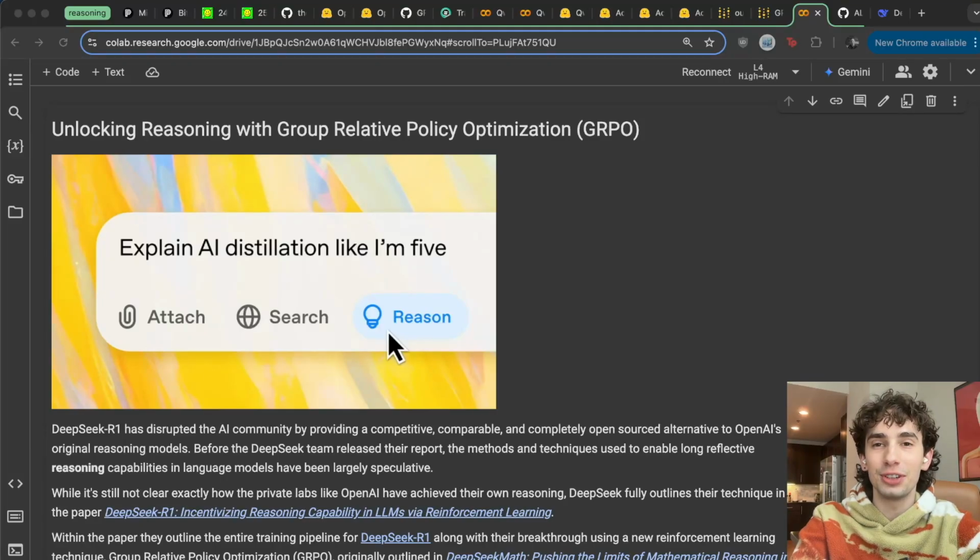Hello everybody, Adam Lusick here, and today we're going to be talking about the special reinforcement learning algorithm that the DeepSeek team used to train DeepSeek-R1. That is Group Relative Policy Optimization.